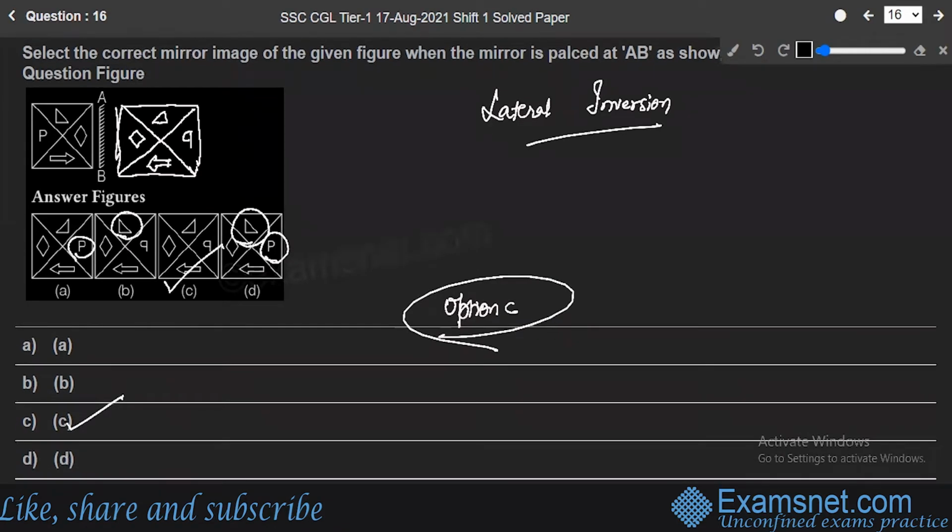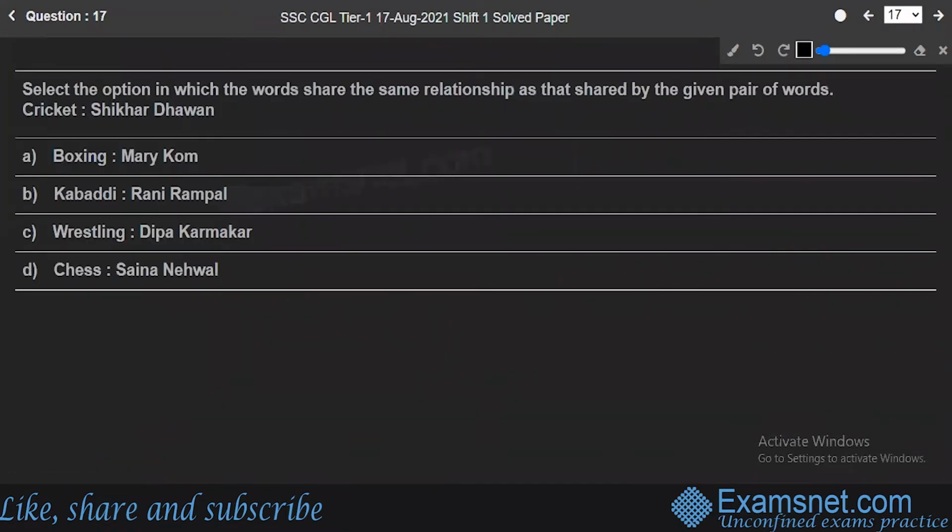Hope you are clear. All right, then let's move to the next question, number 17. Select the option in which the words share the same relationship as shared in the given pair of words. Cricket, Shikhar Dhawan. The same way boxing is related to: Mary Kom, Kabaddi, Rani Rampal, wrestling, Deepa Karmarkar, chess, Saina Nehwal.